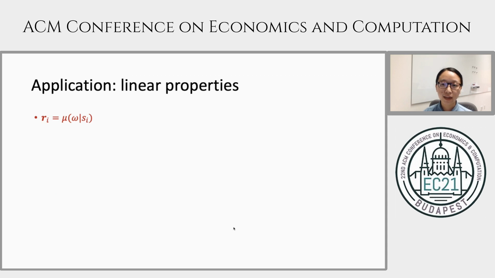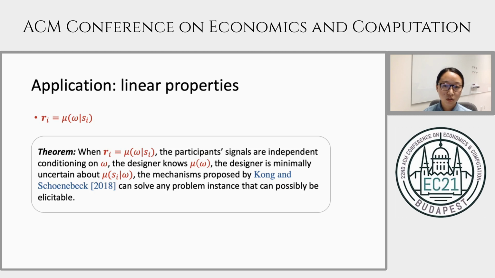We also looked at the case when the designer elicits the posterior itself. In this case, we showed that the mechanism proposed by Kong and Schoenebeck is already the best we can hope for in that setting, meaning that their mechanism can solve any problem instance that can possibly be elicitable. Their setting is that the participants' signals are independent, conditioned on the state, and the designer knows the prior of omega, that is mu omega. And we further assume that the designer is uncertain about the conditional distribution of everyone's signal conditioning on the state.